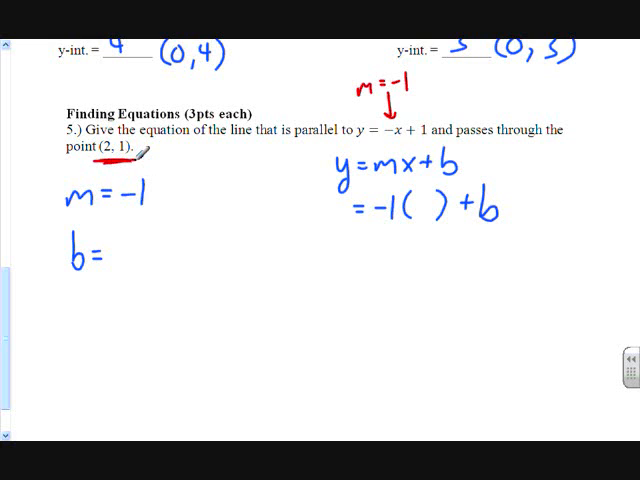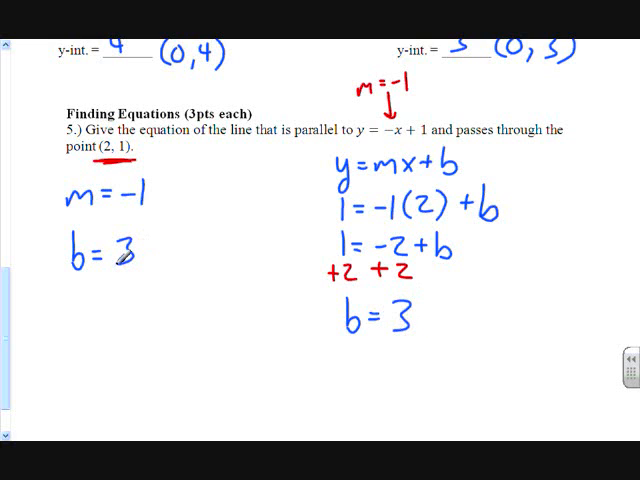This ordered pair is an xy value. The 2 is an x value, the 1 is a y value, so I plug each of those in. I plug the 2 in for x, I plug the 1 in for y. And now I just have to solve for b. This is going to give me -2 plus b. I'm going to go ahead and add the 2 to each side, and I find out that b equals 3.